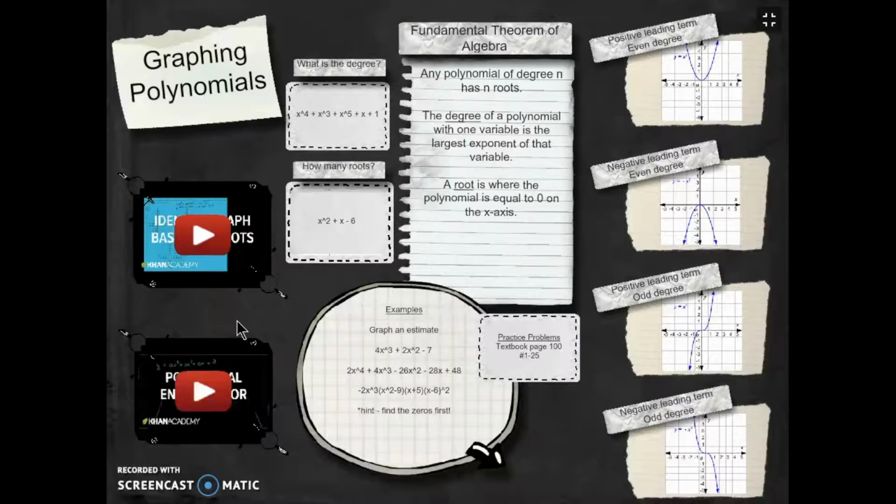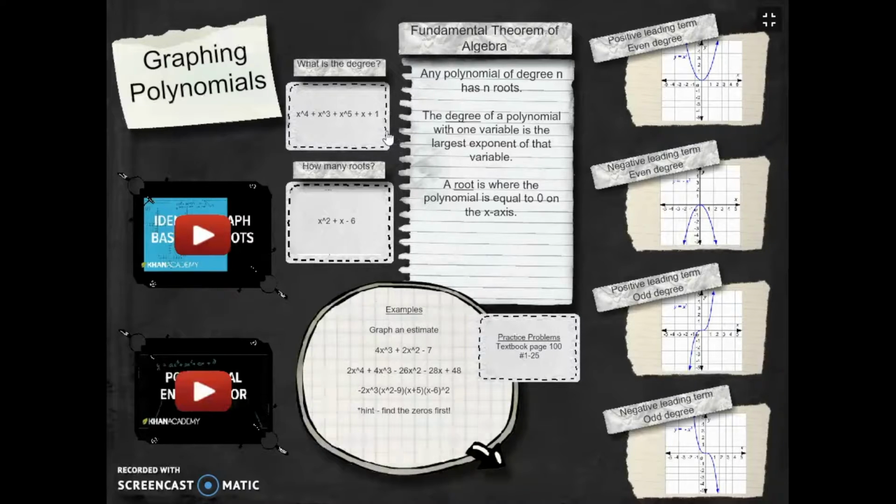So the first thing to know when graphing polynomials is the fundamental theorem of algebra right here. Any polynomial of degree n has n roots. The degree of a polynomial with one variable is the largest exponent of that variable. A root is where the polynomial is equal to 0 on the x-axis. So your largest degree of the polynomial is going to tell you how many times that polynomial will cross the x-axis. So what is the degree of this polynomial right here?